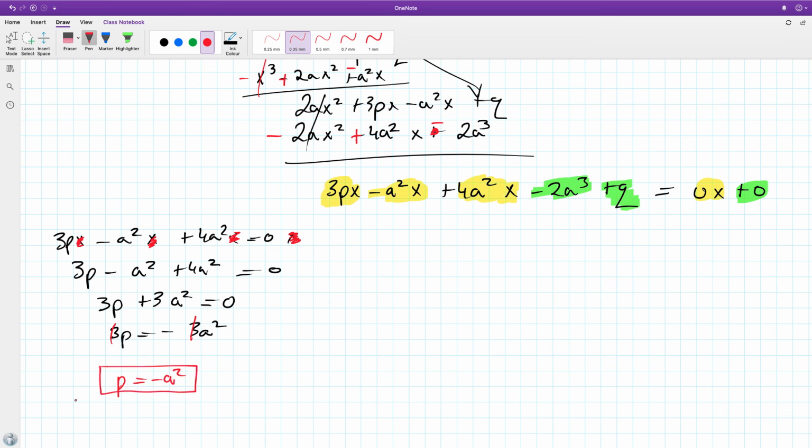What's the next thing they want me to show? They want me to show that q is equal to 2a cubed. So I have minus 2a cubed plus q is equal to 0. q is equal to 2a cubed. And there are my two answers. There is nothing easy about them. Is that alright? And it's not necessarily about getting down to there. It's about making these little mistakes up here, which are changing signs and what goes to what. Is that alright?